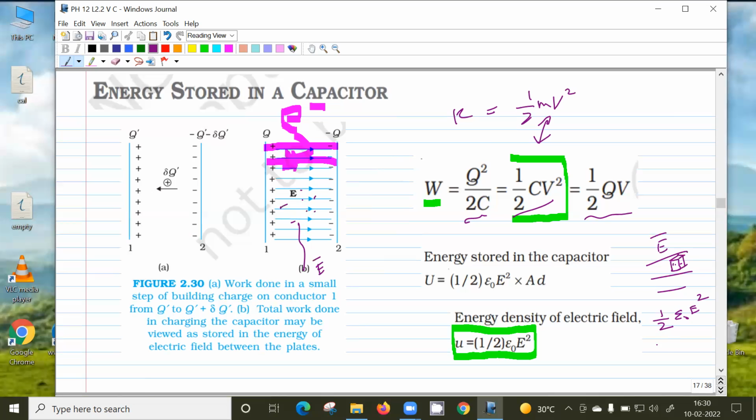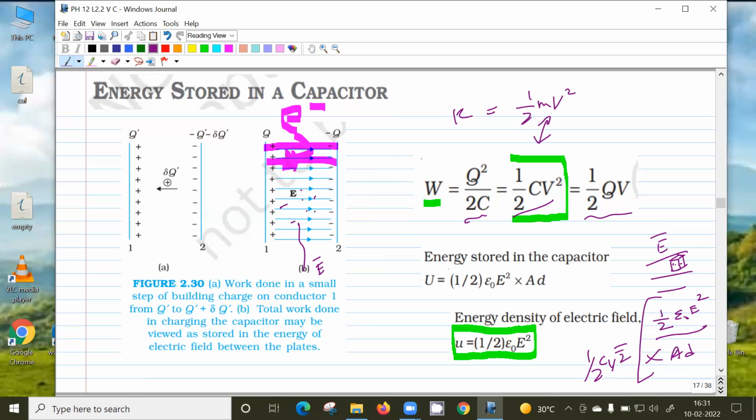This is the energy of unit volume, and if I multiply it by the volume of the region in which the field is there, what is that volume? A into D. So this into A into D will be the total, and this should turn out to be half CV square.